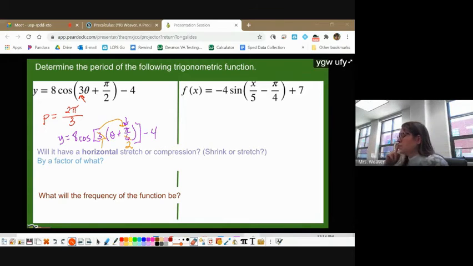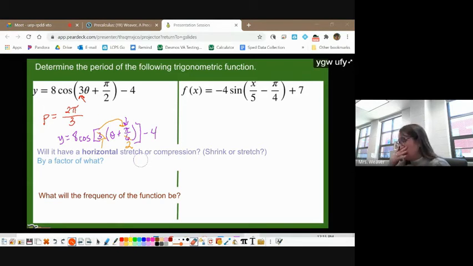Okay. So our period is 2 pi over 3. Will that cause a horizontal stretch or compression? So it normally takes 2 pi units to get through a full cycle. Now it's going to finish in 2 pi over 3. So not even a whole pi, because a whole pi would be 3 pi over 3. It's going to finish in 2 pi over 3 units. Is that a horizontal stretch or compression? And I'll take thoughts from anybody here.